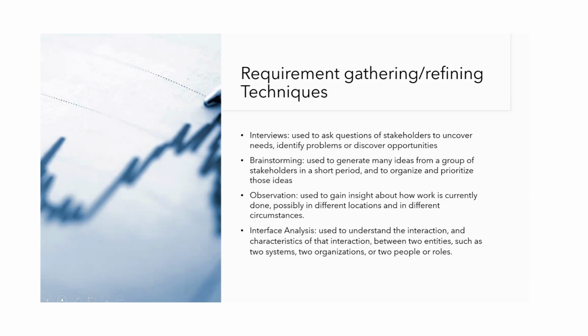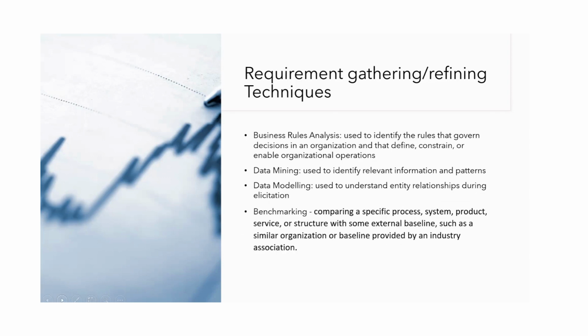Observation. Observation technique is used to gain insight about how work is currently done, possibly in different locations and in different circumstances. Interface analysis. In a typical project about integration of two systems, this type of technique is used to understand the interaction and characteristics of that interaction between two systems, such as two systems, two organizations, or two people or roles. Business rules analysis. It is used to identify the rules that govern decisions in an organization and that define, constrain, or enable organizational operations.